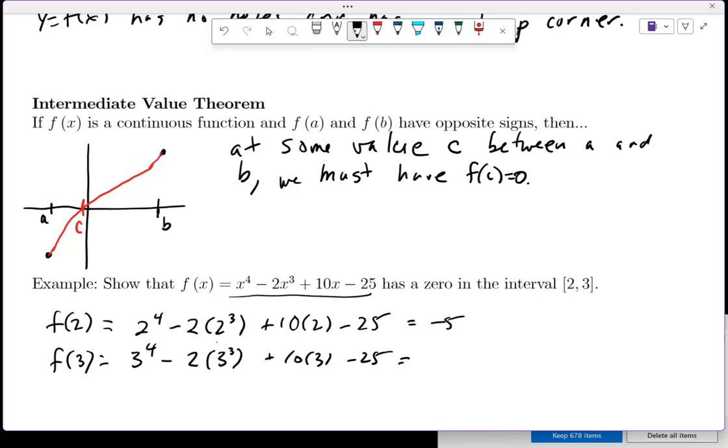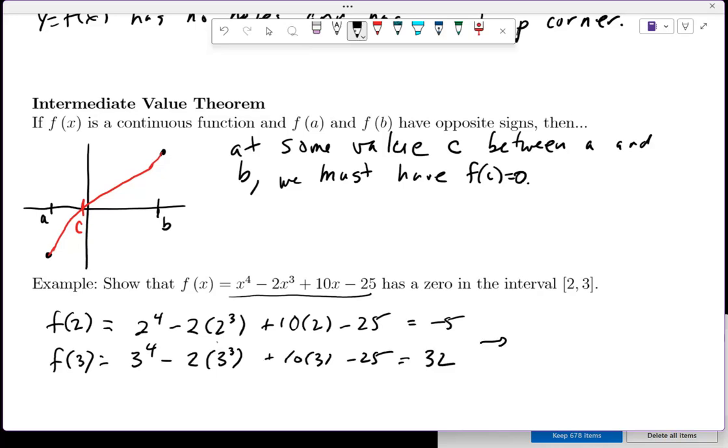What do we get here when we put in 3? We get 81 minus 54 is 27 plus 30 is 57 minus 25. 57 minus 25 is 32. Right? Assuming I did that right. What's the important part of this? Do I care what the values are? No. I care what the signs are. One is positive and one is negative. They have opposite signs, right?